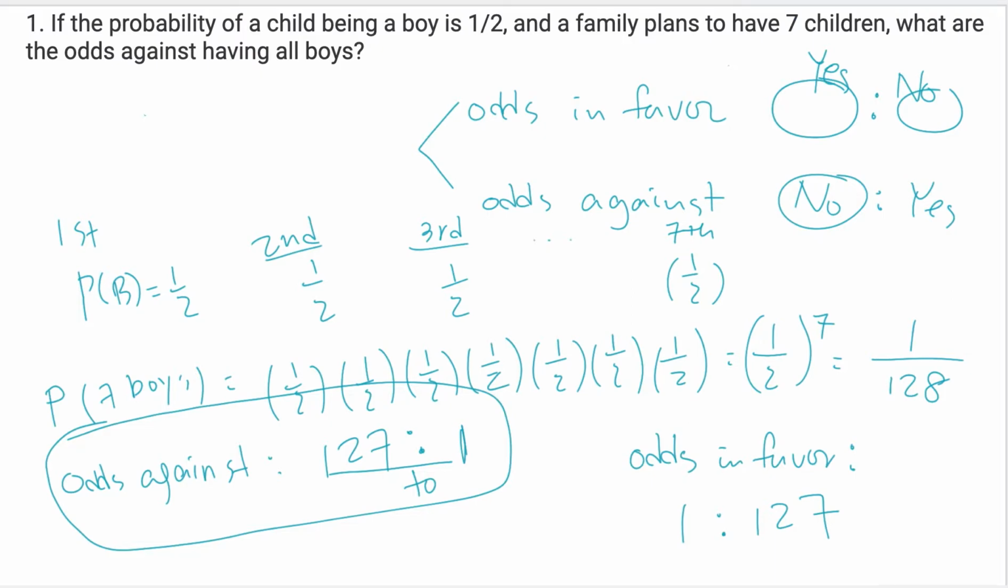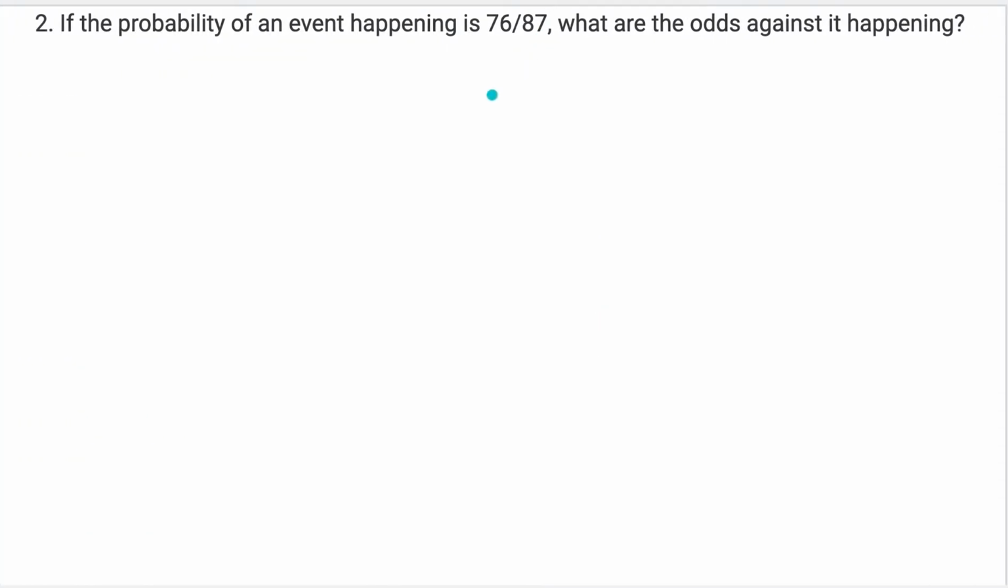You're gonna have more problems like this, and we're gonna have a little bit more practice on that. Number 2, if the probability of an event happening is 76 over 87. So let that event be A, then probability of event A is 76 over 87. Do you agree? Okay.